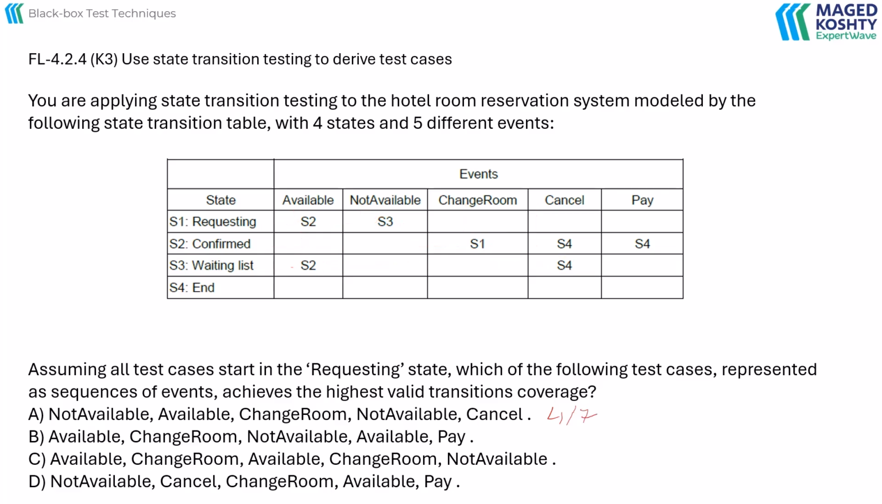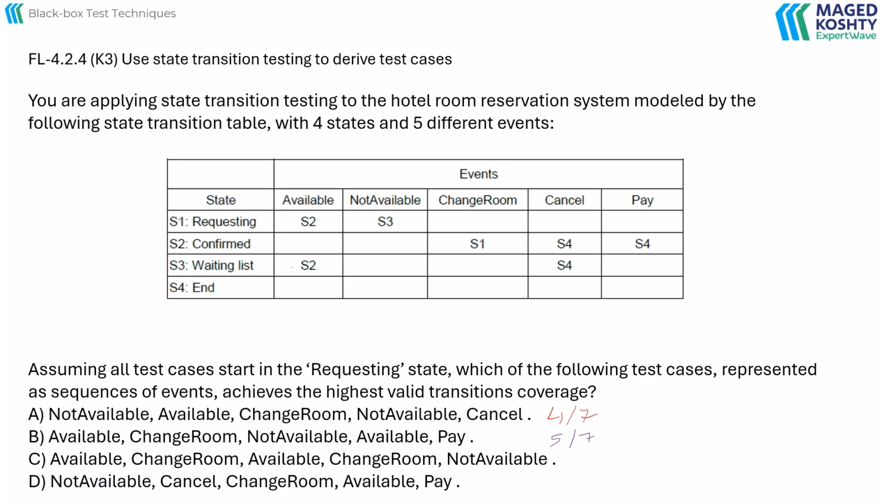B: S1 available leads to S2. S2 change room leads to S1. S1 not available leads to S3. S3 available leads to S2. S2 pay leads to S4. Option B covers 5 transitions.